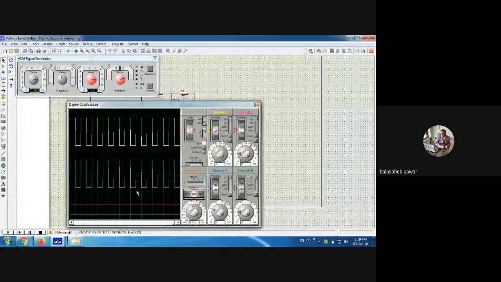Do you agree with this? Yes, sir. Okay, that's why this is known as a level shifter, remember.